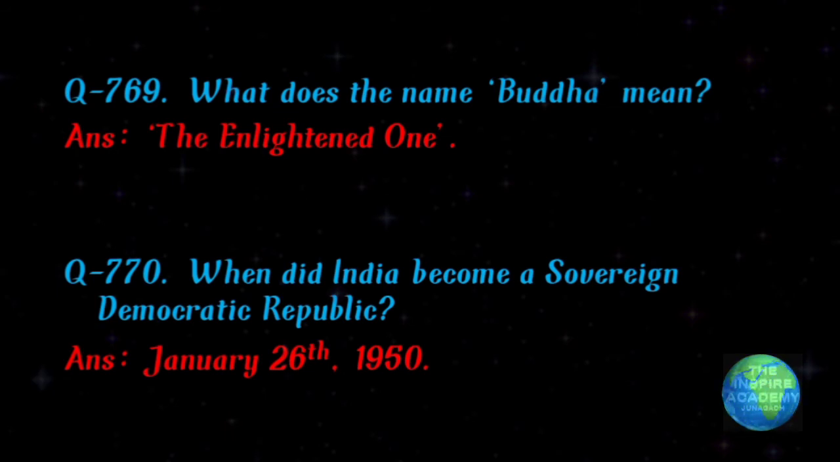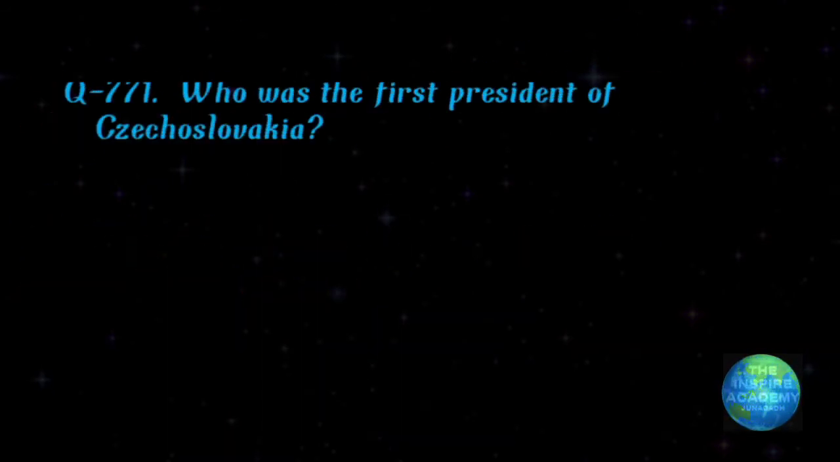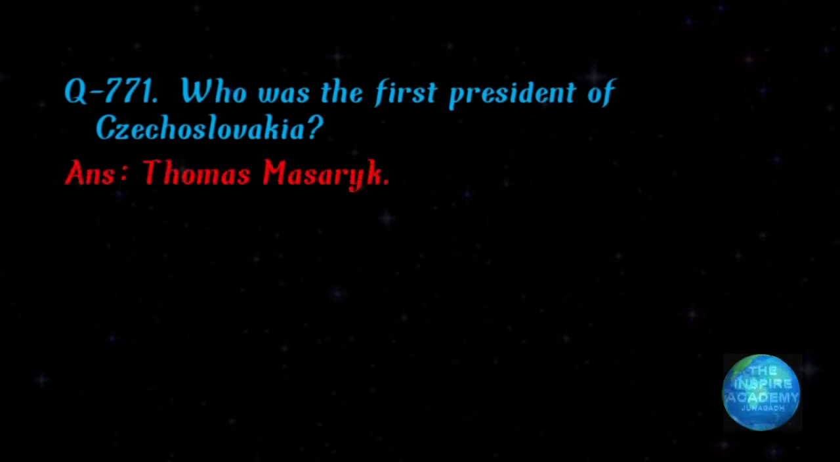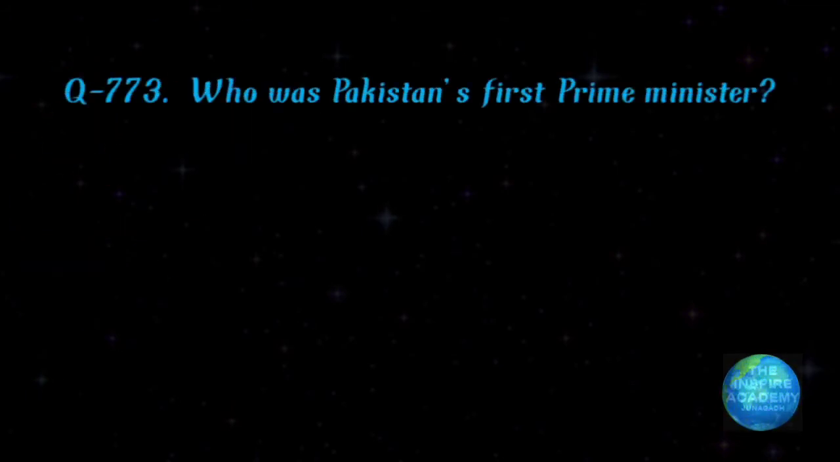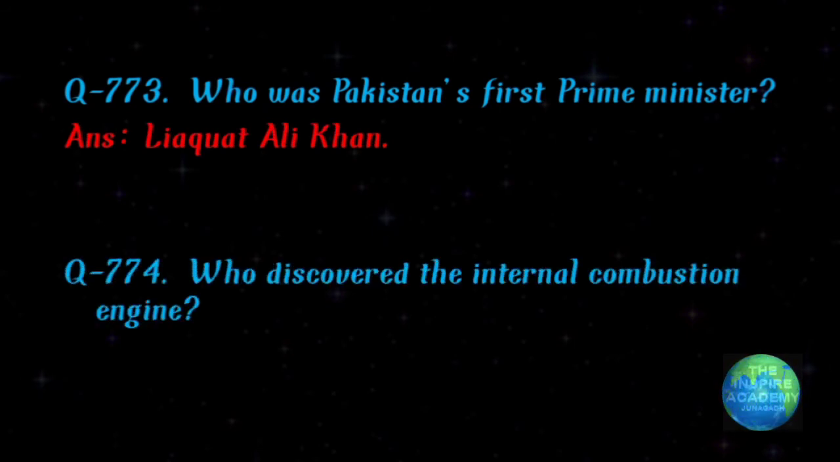When did India become a sovereign democratic republic? January 26, 1950. Who was the first president of Czechoslovakia? Thomas Masaryk. In which year was Pondicherry taken over by India? 1st November 1954. Who was Pakistan's first Prime Minister? Liaquat Ali Khan. Who discovered the internal combustion engine? Sir Isaac Newton.